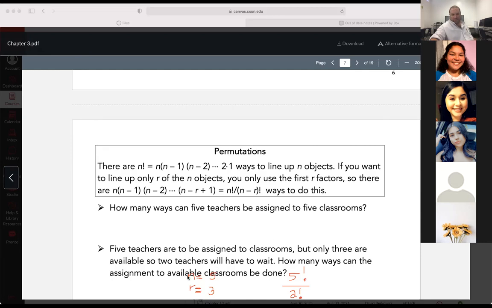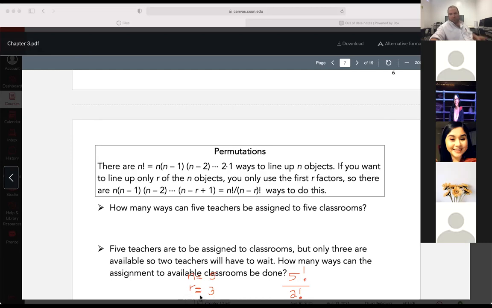Well, there's 5 teachers and we're picking 3 of them. So we're going to pick 1 for the first classroom, then the next person for the second classroom and the third person for the third classroom. So the formula says the number of objects we're picking from, factorial, 5 factorial, divided by the difference between how many we're picking from and how many we actually pick. So we have 5 that we're picking from, 3 that we actually pick. 5 minus 3 is 2. What is 2 factorial equal to? 2, and therefore the final answer is 60.